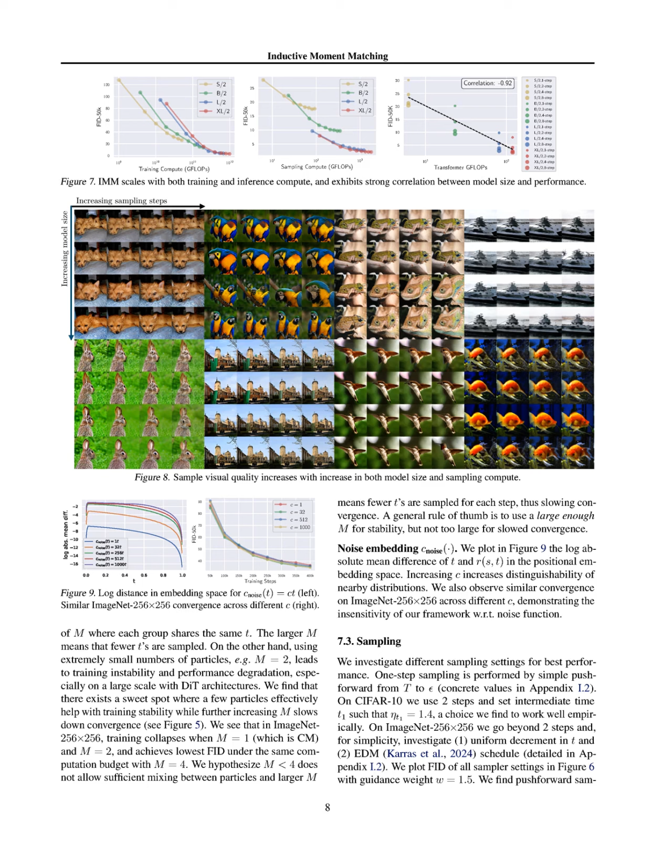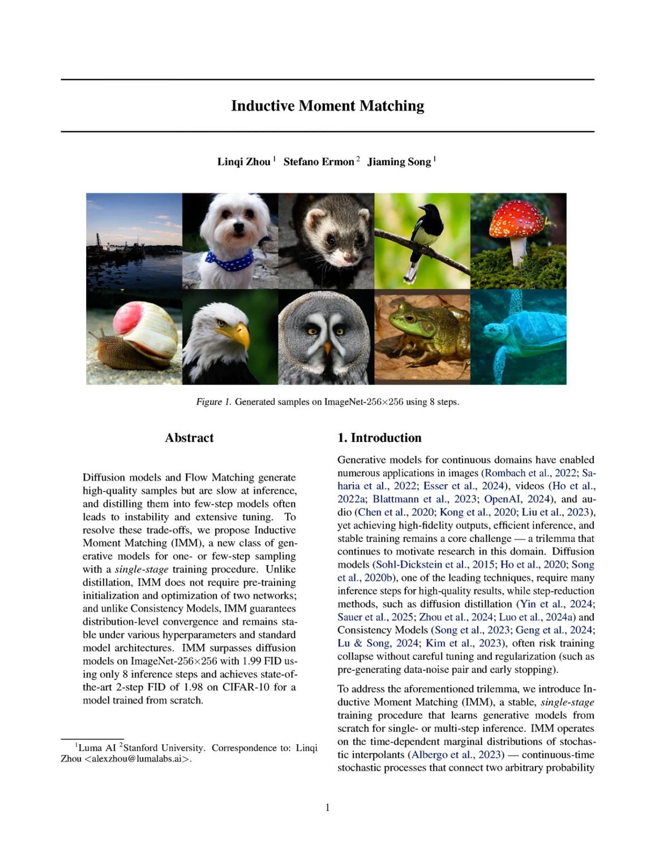Additionally, on ImageNet 256 × 256, IMM achieves an FID of 1.99 with just 8 inference steps, demonstrating its efficiency in generating high-fidelity outputs compared to the longer inference times typically associated with diffusion models. The paper also highlights that IMM surpasses CMs, which often suffer from training instability, by providing a stable, single-stage training procedure that avoids the careful tuning and regularization required by CMs.